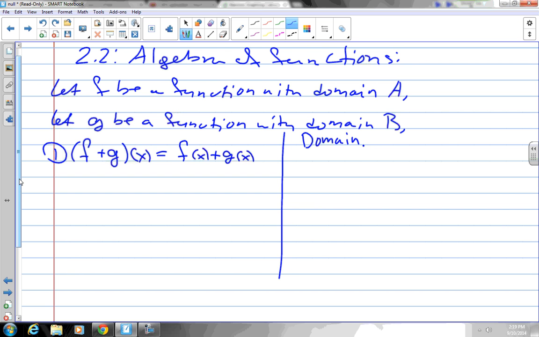Now I have a function that consists of both f and g. So I have to make both of them happy. So how do I make both functions happy? If A makes f happy, B makes g happy, I want to make both f and g happy. What do you mean by that?